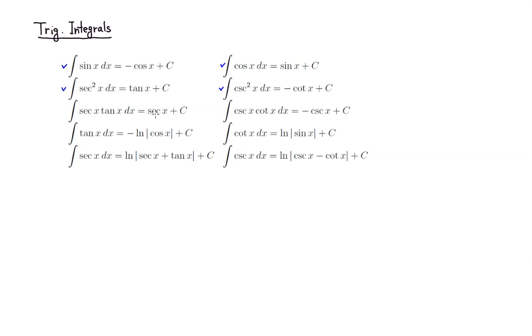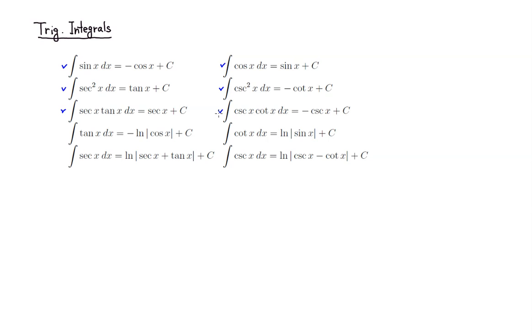The derivative of secant is secant tangent. The derivative of negative cosecant is cosecant cotangent. So the first six of these are just a reverse version of the derivative process. But I guess we need to give a little bit more explanation for the last four.